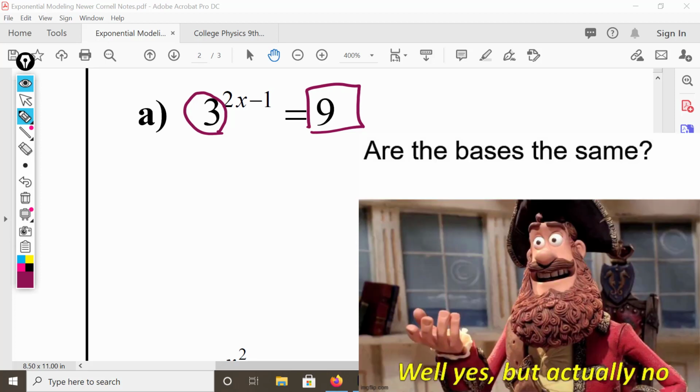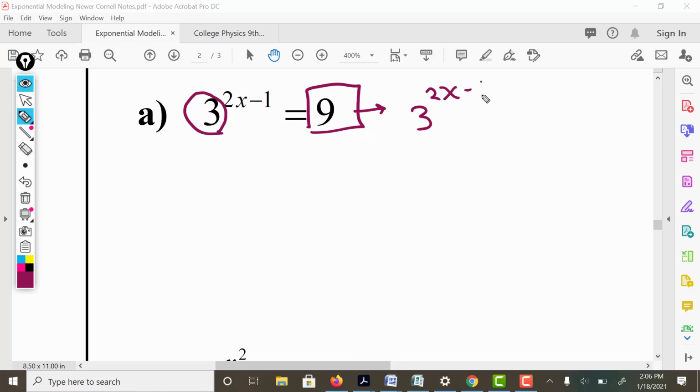Might I propose to you that we can do that? We can express 9 as 3 squared. And what happens is if we manage to get these bases to be the same, then the exponents are equal to each other. So we're only allowed to do the next step because the bases are the same. You might want to put that in your left column. If the bases are the same, the exponents are equal.